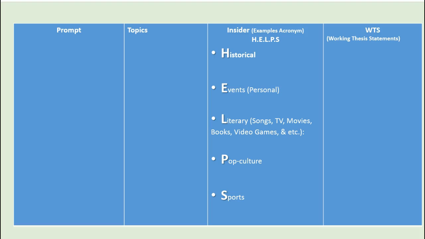More concrete information. Examples. There are several categories of the examples. First, historical. Next, events, those that are personal. Next, literary. Then pop culture, and then sports. When students use concrete examples in their essays, it gives them credibility. And finally, you have the last column, which is the working thesis statement column.